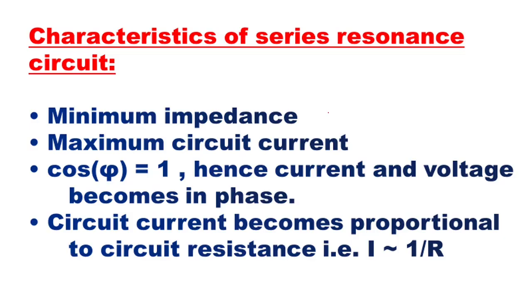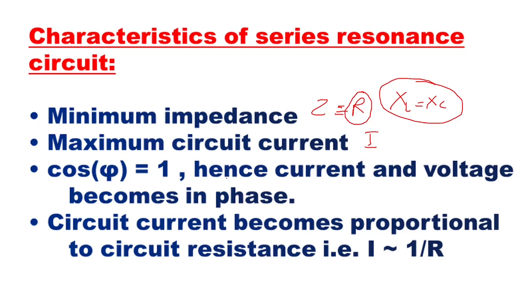In short, if you see the characteristics of a series resonance circuit, it has minimum impedance because Z will become equal to R. Z will become equal to R because XL is equal to XC. They will get cancelled out. That effect will not be there, and the total circuit impedance will come only to the resistance of the circuit. Maximum circuit current, because the impedance is minimum, the current will obviously be maximum.